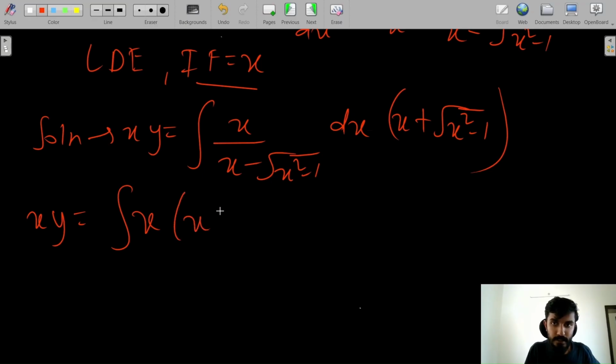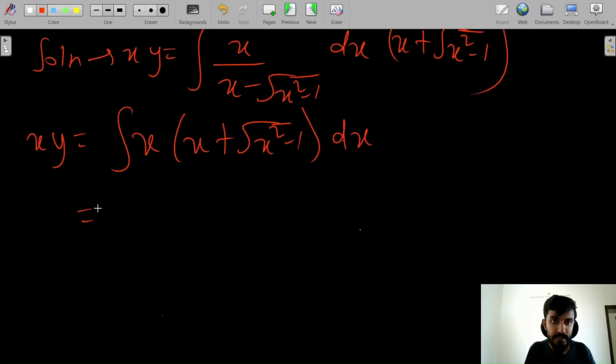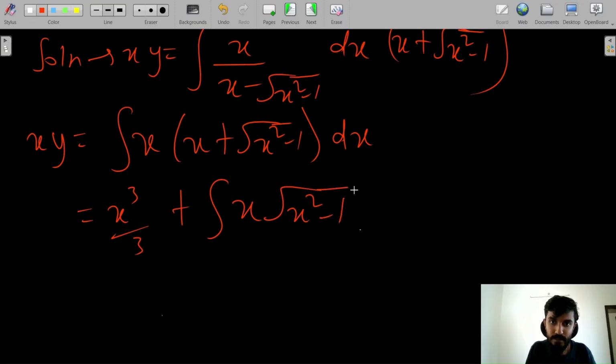So what do I get? Integral of x plus root of x square minus 1 dx. Now solving the first part of this integral is just very easy. Integral of x square dx is x cubed by 3, plus integral x root of x square minus 1 dx.